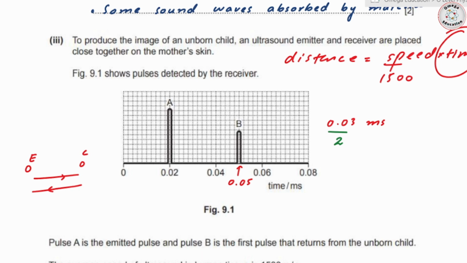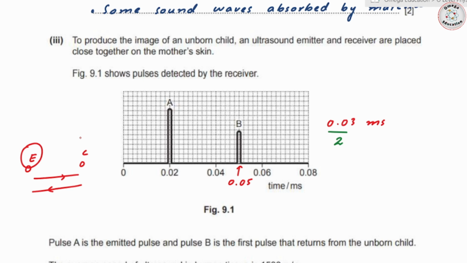So you need to calculate the time first. Just let me raise it off. Now the thing is, the time for the two-way trip. The time from the emitter to the receiver and back to the emitter, the time for the two-way trip is the difference of 0.02 and 0.05.